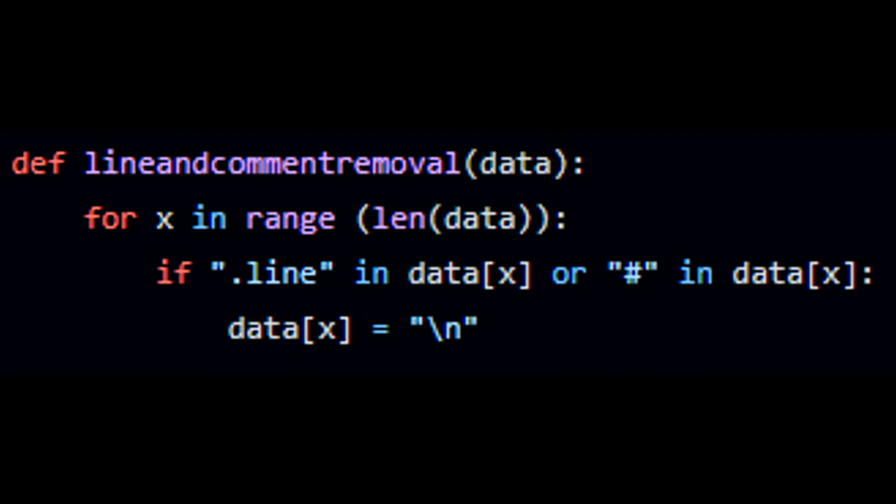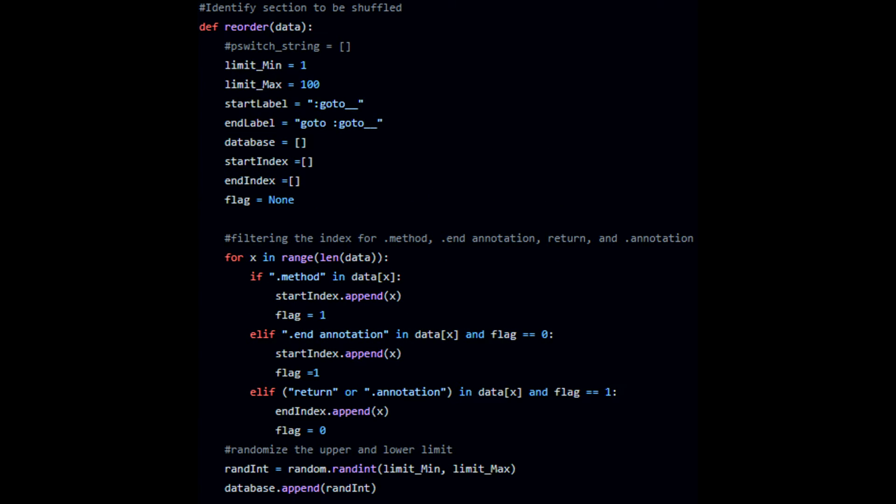The line and comment removal function will iterate through the entire small files to filter out any codes that contain .line or hashtag and replace it with an empty line. Using the for loop, this function will filter out the codes containing keywords such as annotations, end annotation, return and methods. The lines will be appended into an array. Methods and end annotation will be appended into the start index array. Return and annotation will be appended into the end index array.